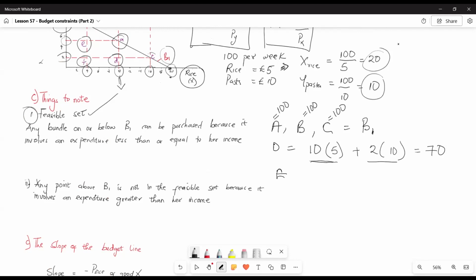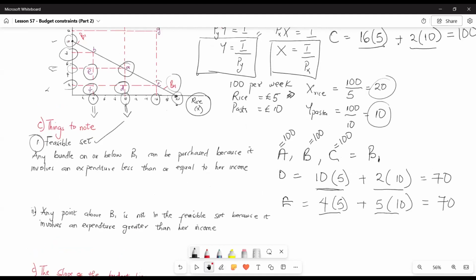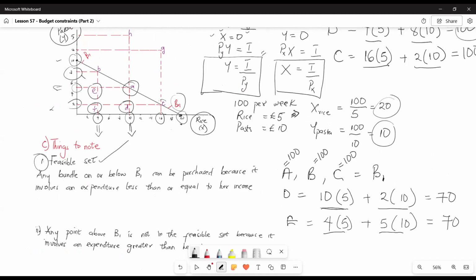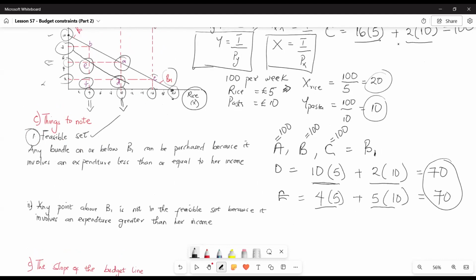Bundle E contains 4 units of good X at a price of 5 plus 5 units of good Y at a price of 10. Now this is 20 plus 50, which is also 70. So it means if you draw another budget line, you're going to see that E and D lie on the same budget line because the total income spent on these two bundles is exactly the same.